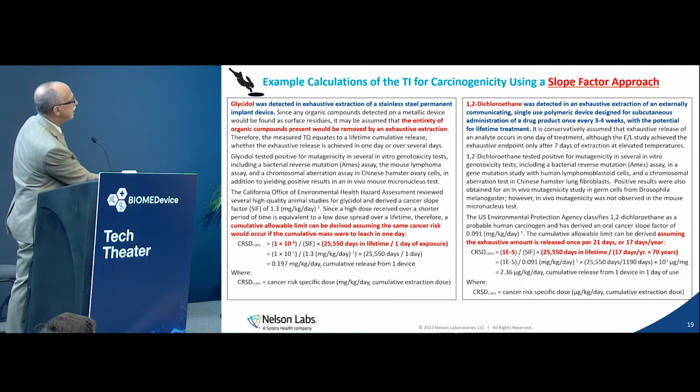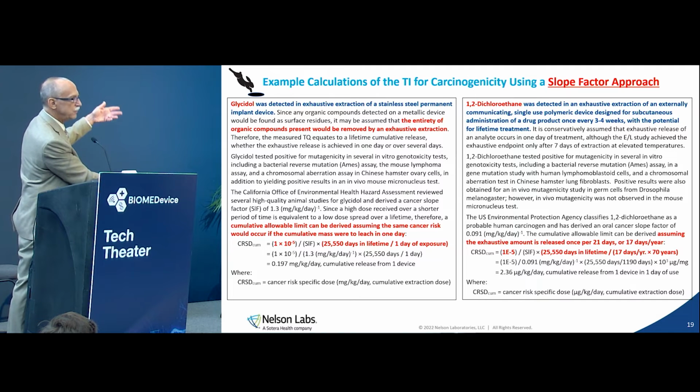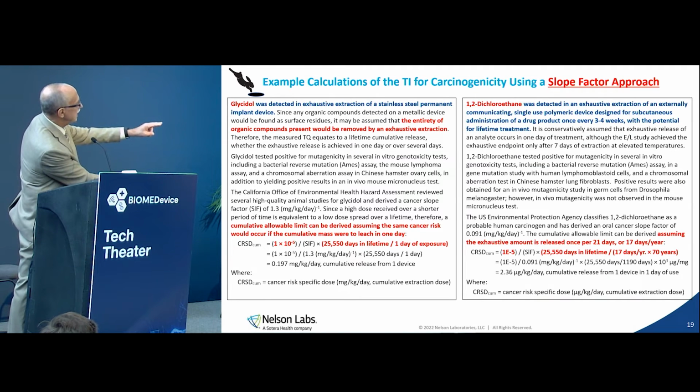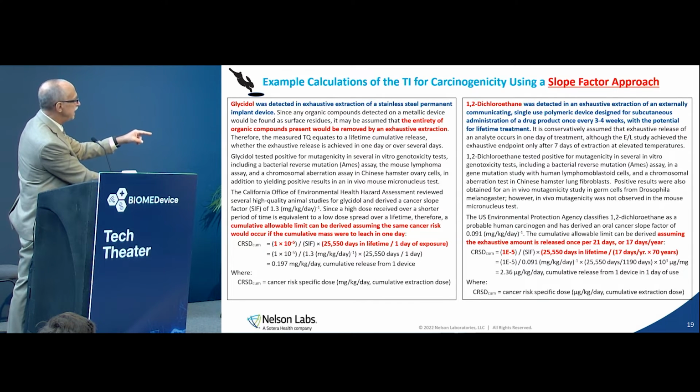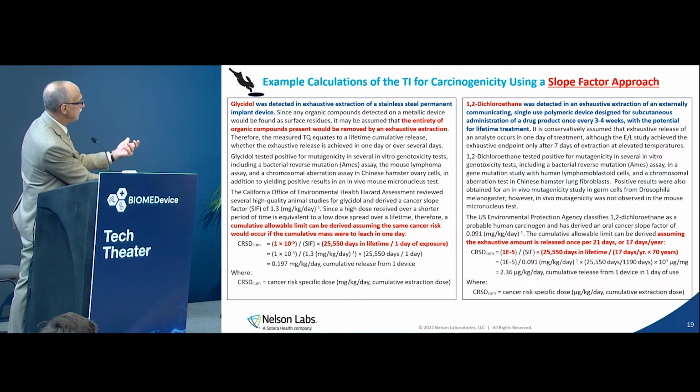On the right, you had a more sophisticated device where every 3 to 4 weeks, you put a new subcutaneous drug delivery product in the patient. And so the extraction took 7 days to release everything, but as a worst case, we assume it all can come out on the one use. But because you're using it every 3 to 4 weeks, that essentially means once every 21 days, or 17 times a year, is how many days you would be exposed to the entirety. So doing it that way, the cancer risk allowable limit becomes 1 times 10 to the minus 5 over the slope factor times 25,000 days divided by 17 days a year times 70 years. So again, it still gives you an adjustment.